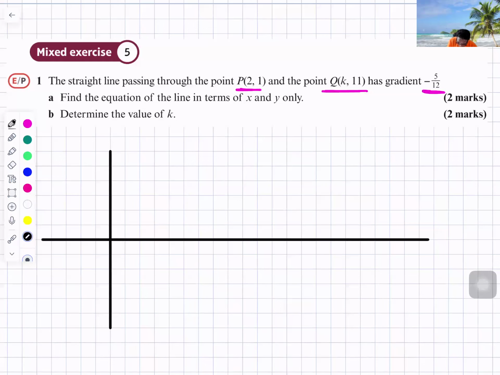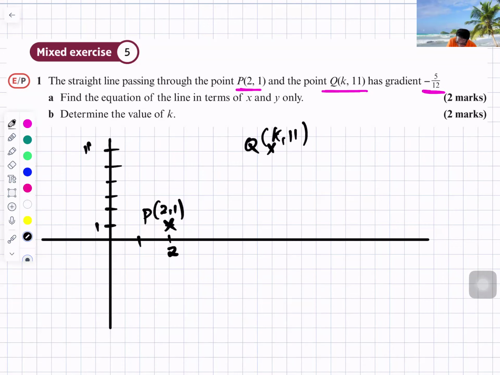So it passes through the point (2, 1). And that point is P (2, 1). And the point Q is (k, 11). So we don't know what k is, but we just know it passes through 11. Let's put it there. So Q is (k, 11). So that's the pink line there.